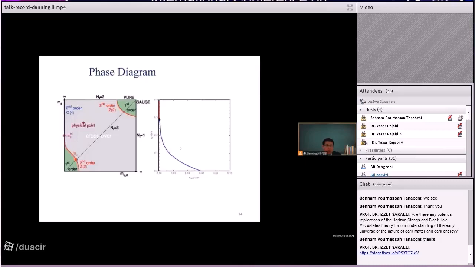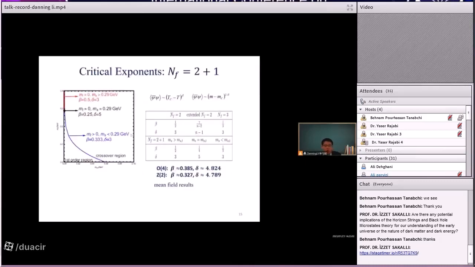And we can also extract the critical exponents, and we find that indeed the second order lines are divided into two segments, and the critical exponents of these two segments are different. And there's a critical point also. So all this structure is the same as the Columbia plot, though only qualitatively.